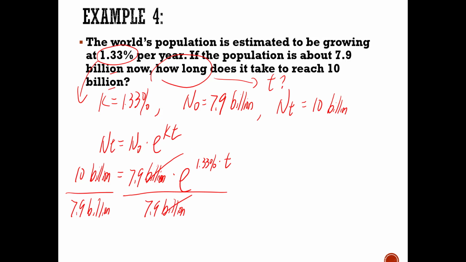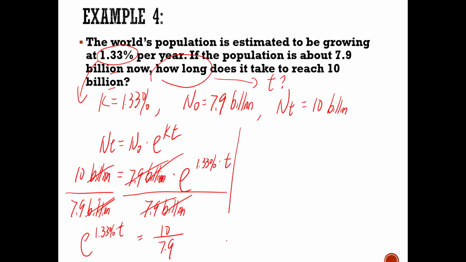If the two quantities are not given in the same unit, then you have to expand them into standard form. But in this case, they are. So cancel this unit, cancel the number on the right. Reverse order, we get e to the 1.33% t, and that is equal to 10 over 7.9.